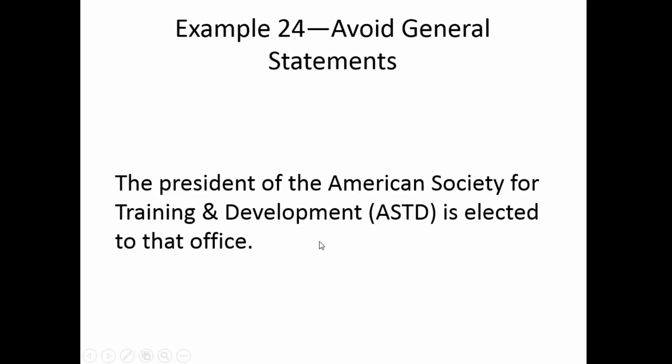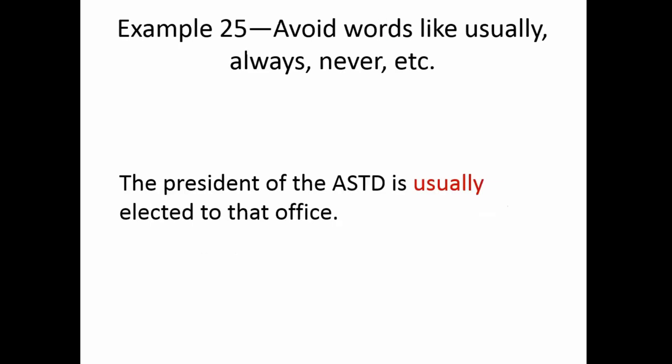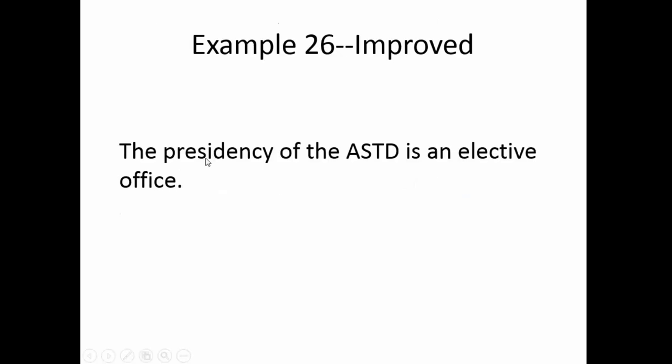So the president of ASTD is elected to that office, and the students are thinking, okay, here's the trick. That's the answer, but if the president dies in midterm or leaves in midterm and the vice president takes over, you see, so they figure that you're trying to trick them. So the way to avoid that is to be able to say, if this is really what you want to say, don't put "usually" in there, because then students know that now becomes a true statement. But the presidency of ASTD is an elective office. That's the statement that becomes a true-false.